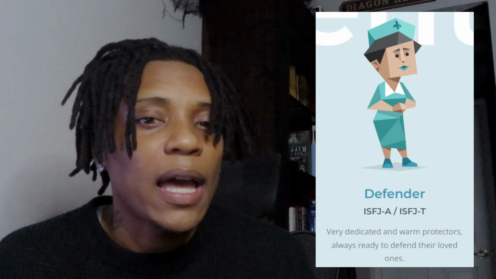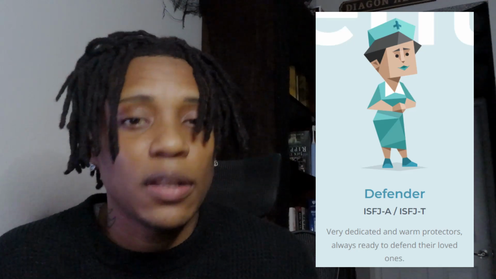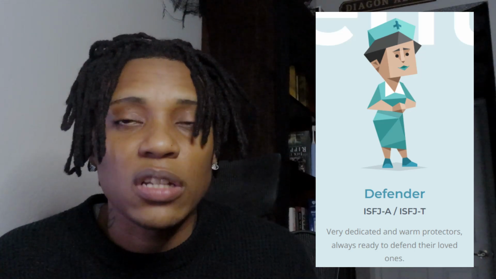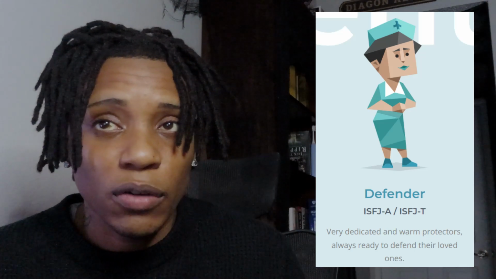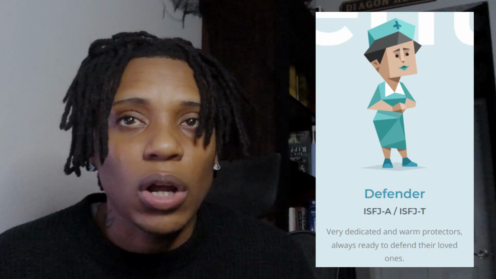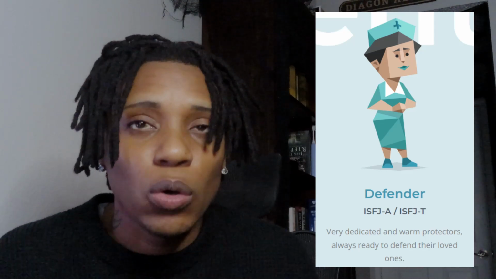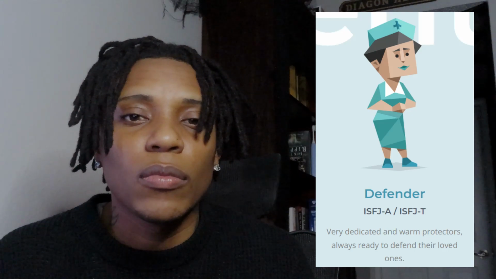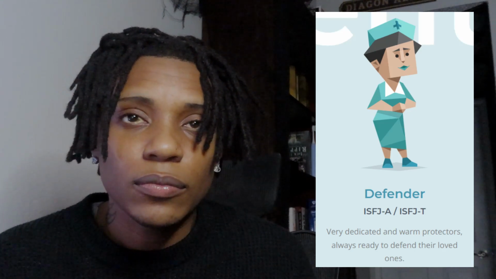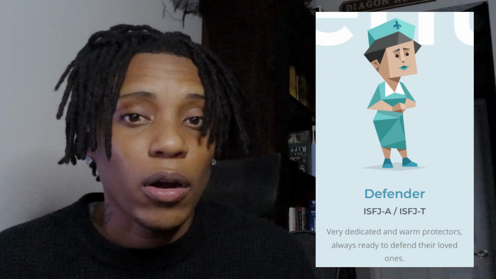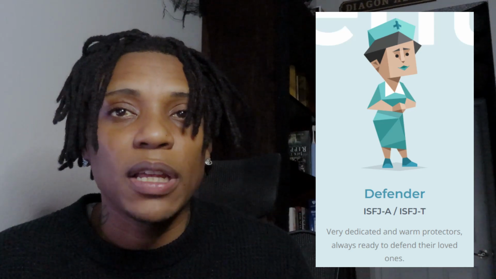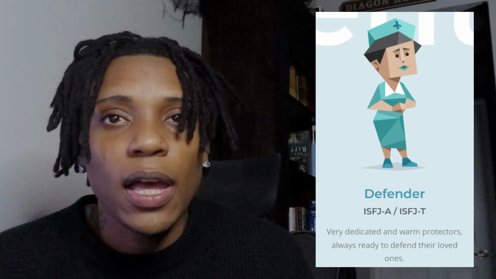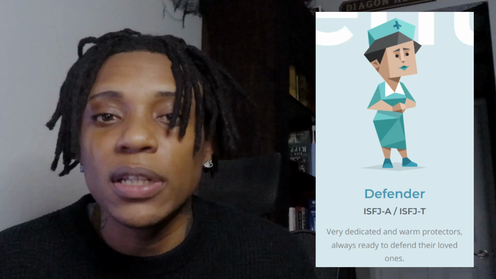Number 2, the ISFJ, also known as the defender. The defenders are individuals that are friendly, responsible, and reserved. They are service and work-oriented, committing to meeting their obligations and duties. They are loyal, considerate, and place a lot of focus on the care of others. They are non-confrontational and value an orderly and harmonious environment.